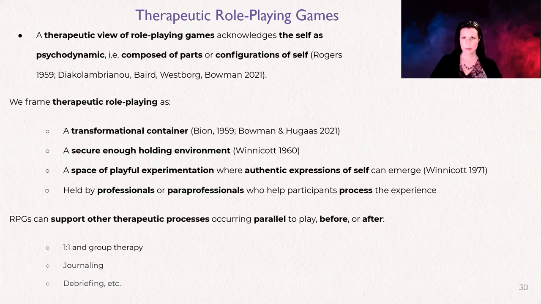So we frame therapeutic role-playing as a transformational container. And a transformational container is something that can hold a transformational process. It needs to feel secure enough, this holding environment, meaning that it doesn't have to be perfect, but it needs to feel like it's secure enough not to break, essentially. And this is a space of playful experimentation where more authentic expressions of self can emerge. And it's usually, as I said before, held by professionals or paraprofessionals who help participants actually process this experience. So it's a little bit of a step further from a lot of leisure games and even educational games, in that there's this expectation and often agreement of one-on-one or group processing after the experience or during or even before. So preparation around that and the goal to have some sort of emotional growth as a result.